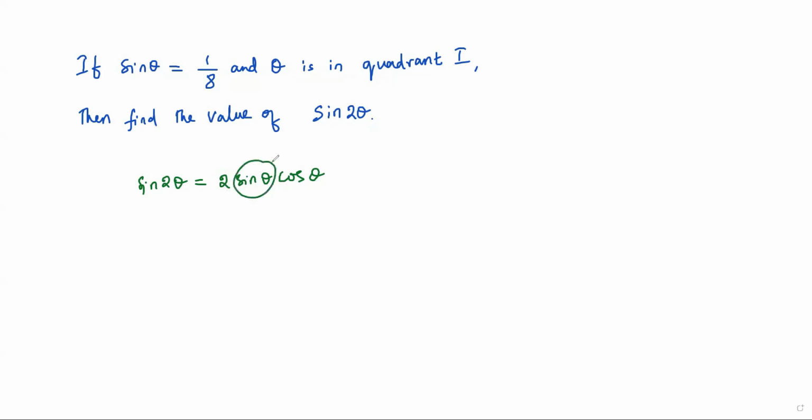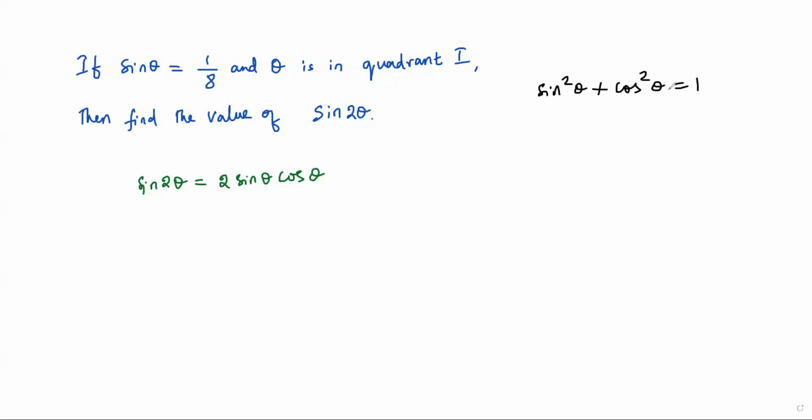I know the value of sine theta, that is given in the question itself, that is 1 over 8. But I need the value of cosine theta. Okay, let's find the value of cosine theta. To get the value of cosine theta, I'm just going to use the Pythagorean identity in trigonometry. That is sine square theta plus cosine square theta equals 1.